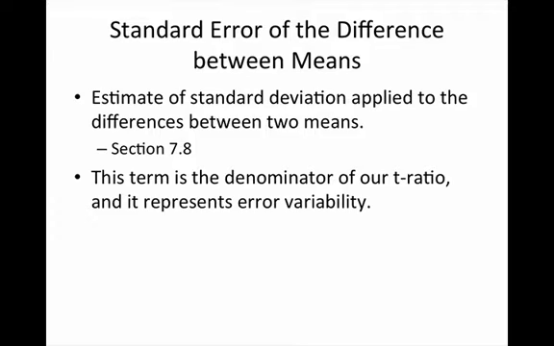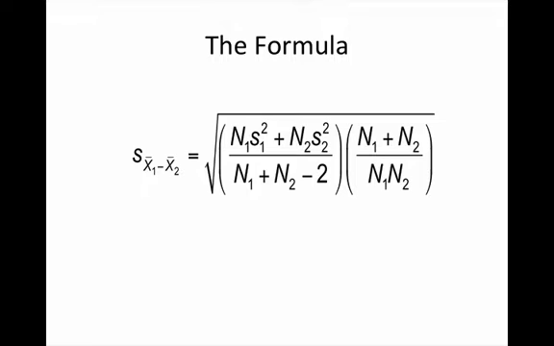I encourage you to practice building this calculation because it looks really scary, but it really isn't once you have some practice with it. The term that we're going to be solving for is important because it's the denominator of our t ratio. And remember, the t ratio is the basis of our decision making for hypothesis testing. So here is the equation itself. This is the term that we're solving for.